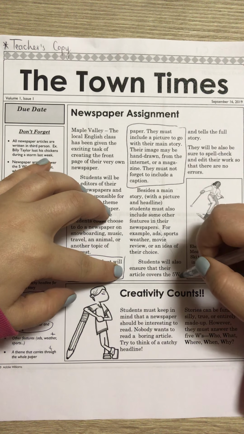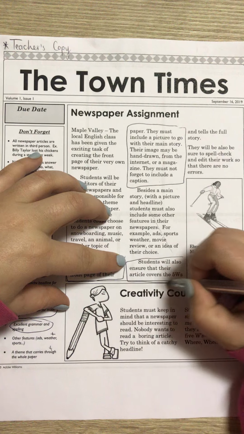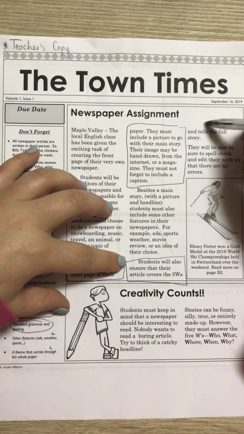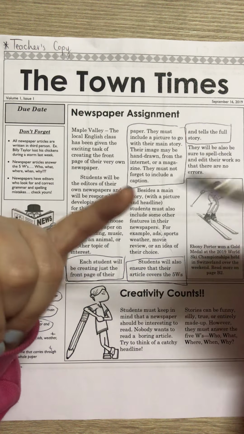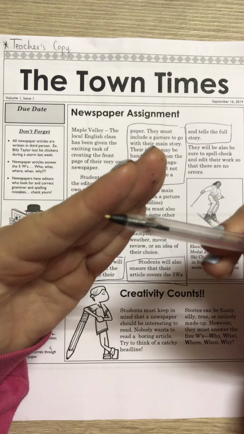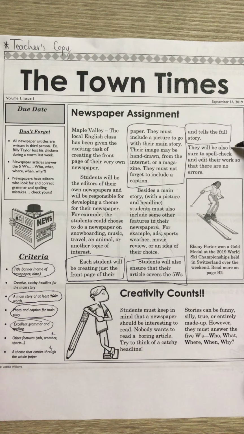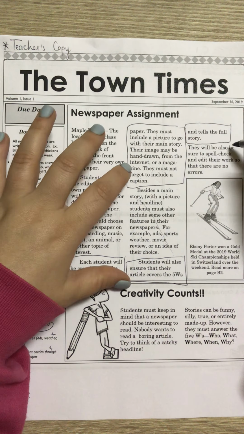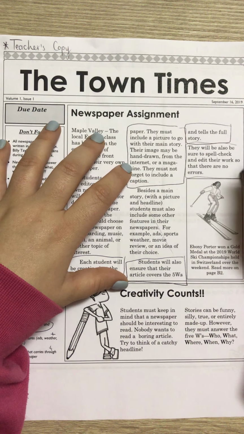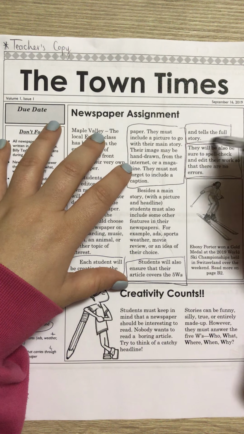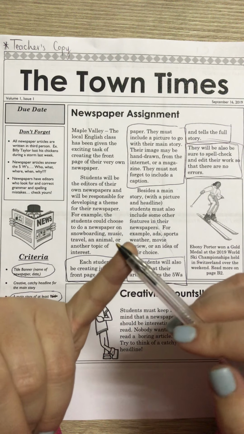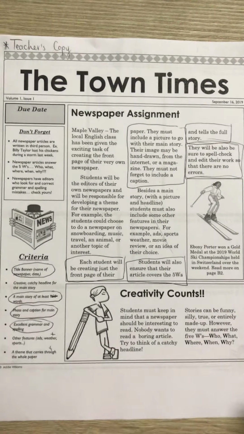Students will also ensure that their article covers the 5 W's. That's also very important, and tells the full story. What, where, why, who, when. They will also be sure to spell check and edit their work so that there are no errors. You may ask mommy or daddy for help with the spelling and the grammar. I will allow that.